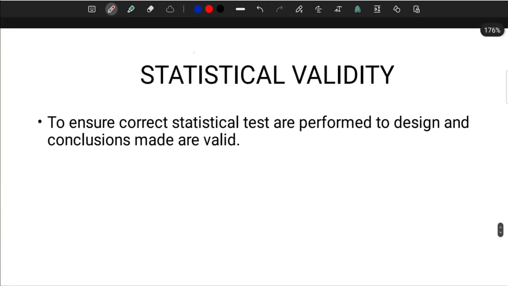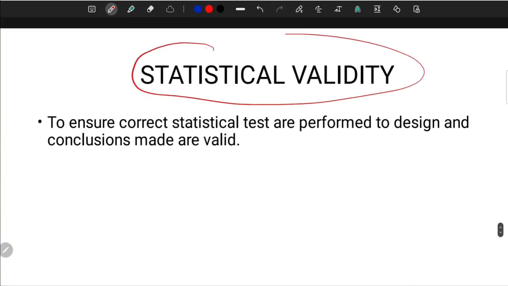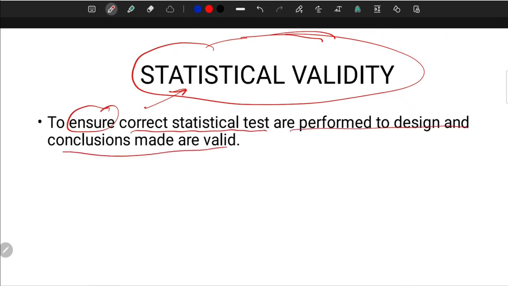Last, it's statistical validity. When we have collected all the data, to calculate the final result, we use some statistical tests. For example, the simple ones are mean, mode, median, standard deviation, variance, which we all calculate. So we should ensure that correct statistical tests are performed so that the design and conclusions are valid.